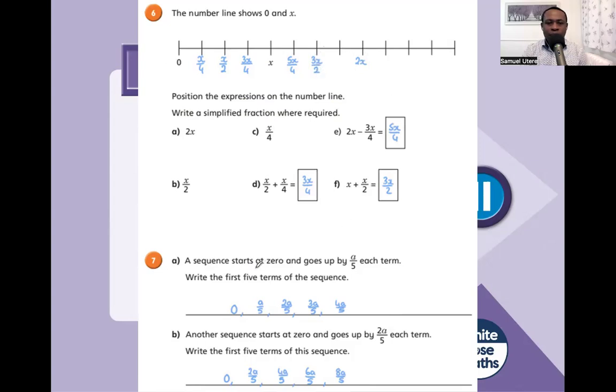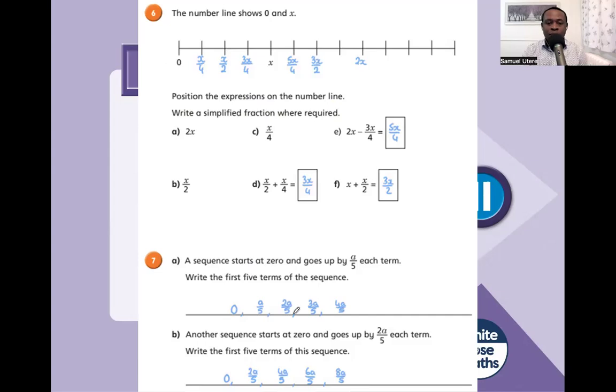Here you were asked, a sequence starts at 0 and goes up by 1 over 5. So you're adding 1/5 every time. Write the first 5 terms. So if you start at 0, you'll have 1 over 5. The next one, if you add 1/5 to another 1/5, you'll have 2/5.